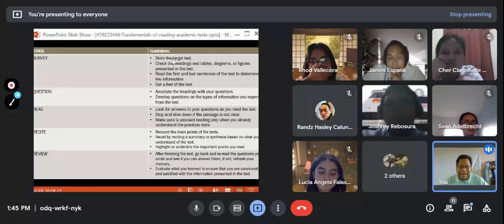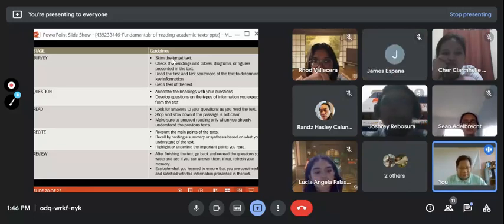Then we start the recite stage. We recount the main points of the text. We even recall by reciting a summary or synthesis based on what we have understood of the text, and we highlight or underline important points that we have read. And then for the review part, you go back, you read the questions, and you see if you could already answer them. You evaluate what you have learned, to ensure that you're convinced and satisfied with the information presented in the academic text.